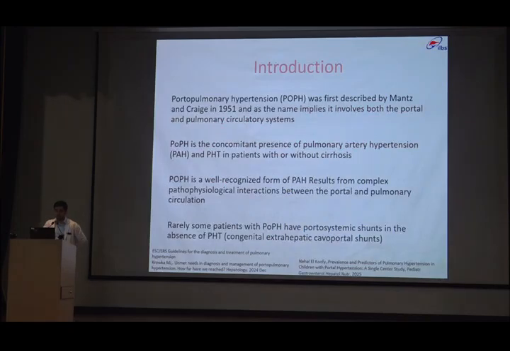So about the introduction, portopulmonary hypertension was first described by Mantz and Craig in 1951. As the name implies, it involves both portal and pulmonary circulations. POPH is the concomitant presence of pulmonary arterial hypertension and portal hypertension in patients with or without cirrhosis. It is a well recognized form of pulmonary arterial hypertension that results from complex pathophysiological interactions between the portal and pulmonary circulations. Rarely, some patients with POPH can have portosystemic shunts in the absence of portal hypertension, that is congenital extrahepatic cavoportal shunts.